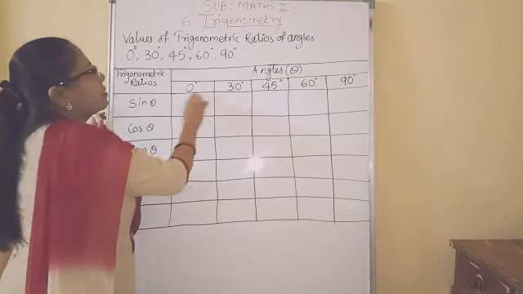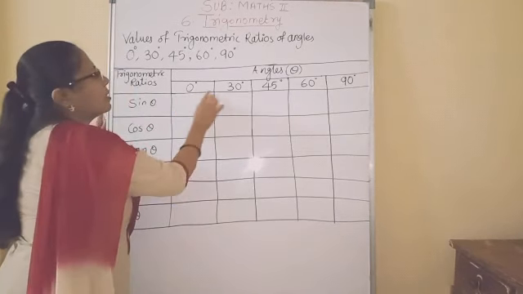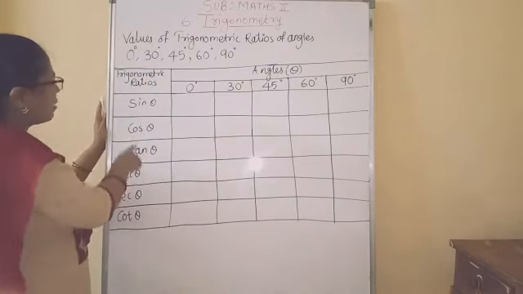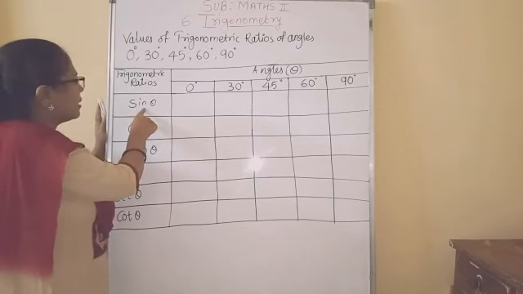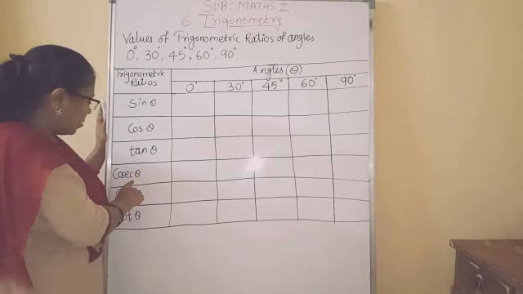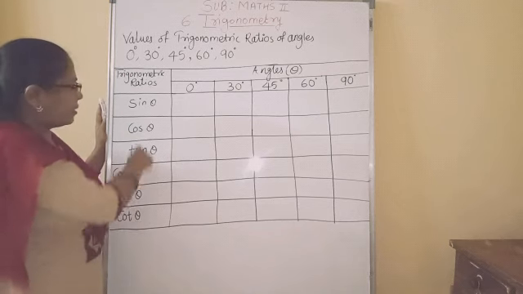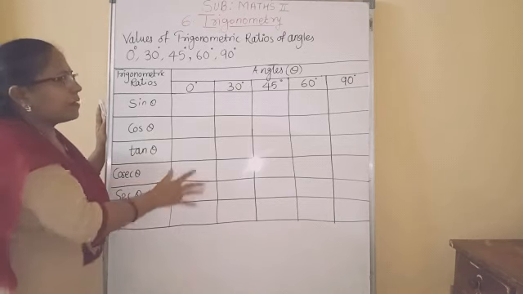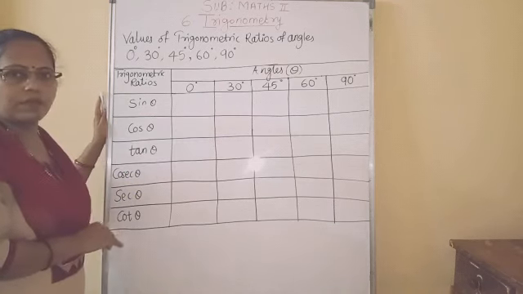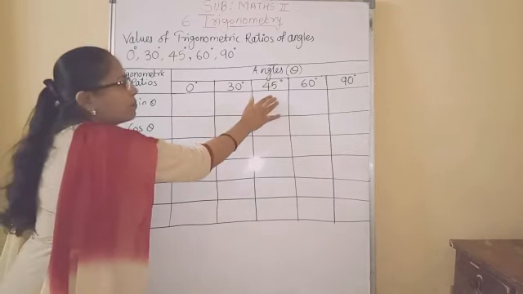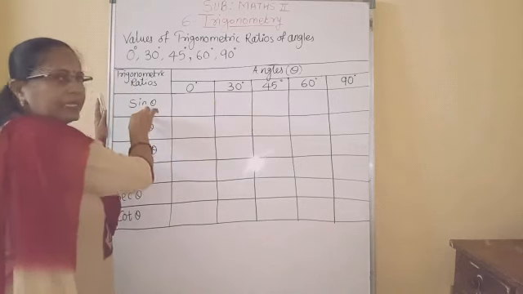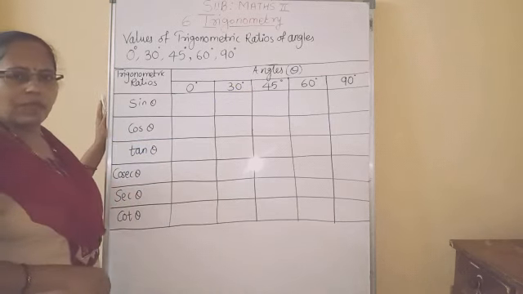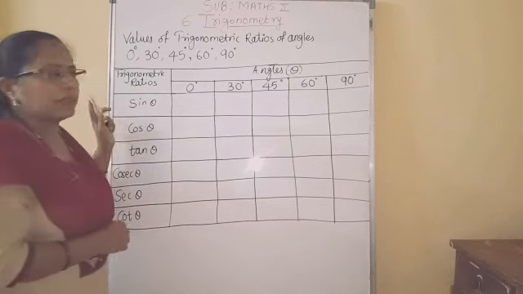Now what we have to do? First here we have to write the angles in ascending order: 0 degree, 30 degree, 45 degree, 60 degree and 90 degree. Then on this side you have to write trigonometric ratios: sin theta, cos theta, tan theta, cosec theta, sec theta and cot theta. These 6 trigonometric ratios you have to write. Now to prepare this table, this first line is very important. If you write these values of sin theta for these angles, then the whole table is easy to prepare. There are different techniques how to write this table.